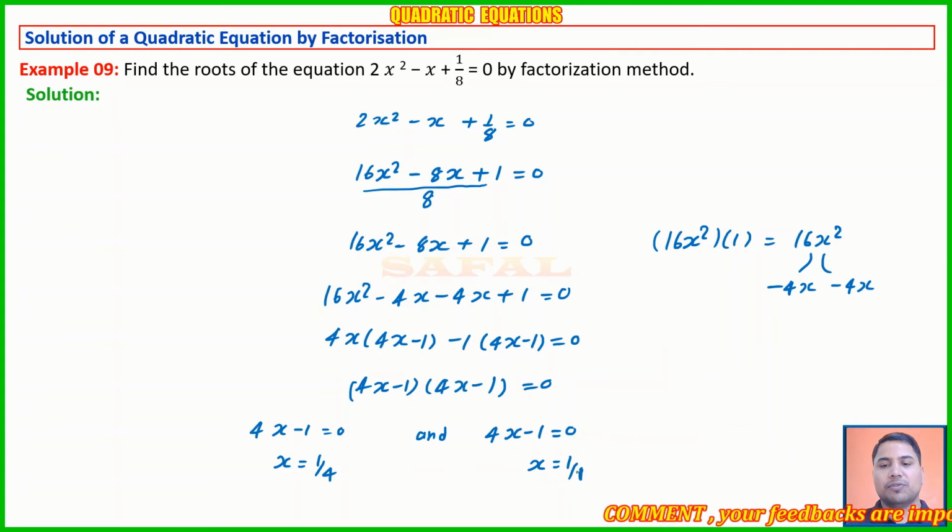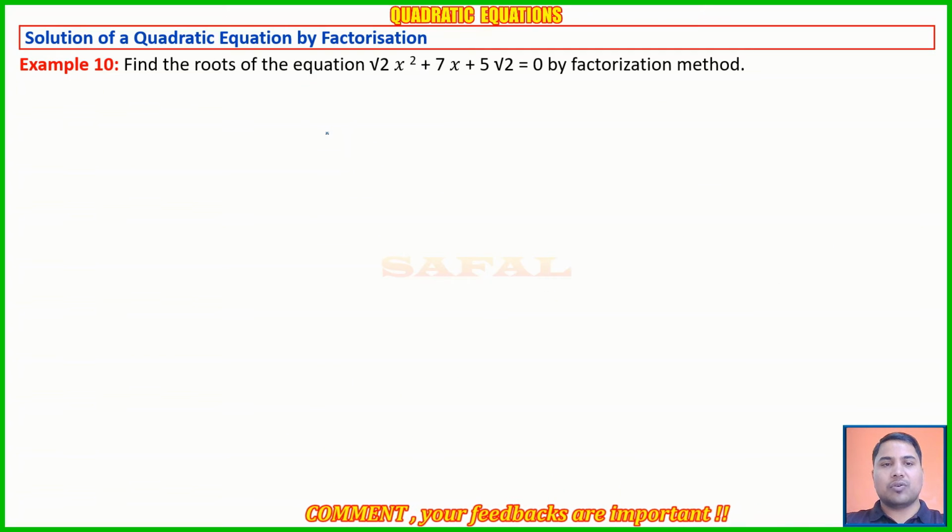Second one equated to 0, so there also I'll get x equals what? 1 by 4. So here also I can see both the roots of this quadratic equation are equal, and they are equal to 1 by 4. Let's take up another question.